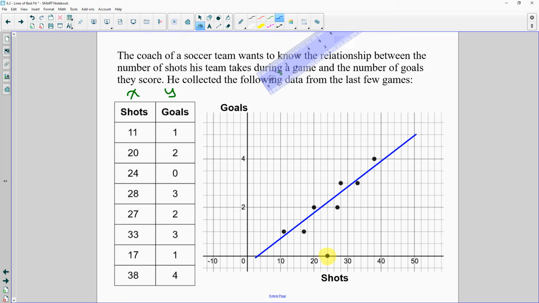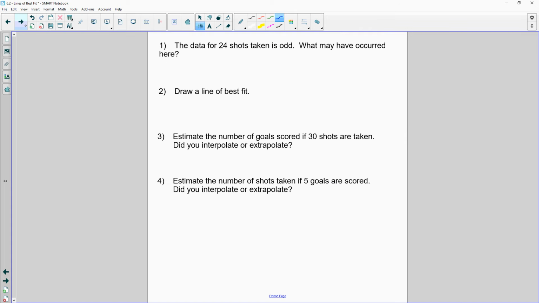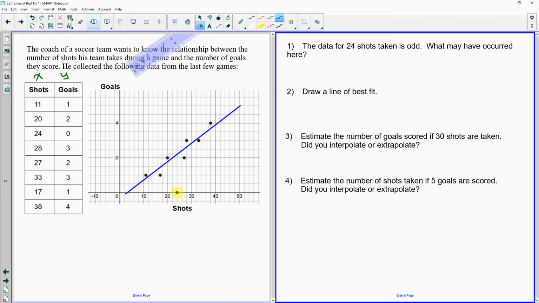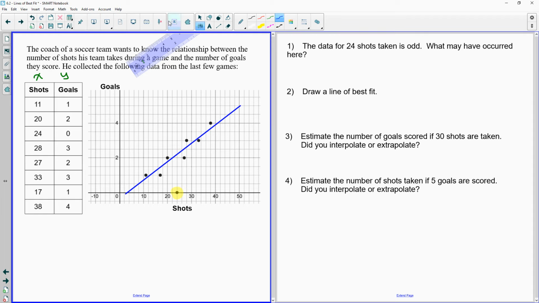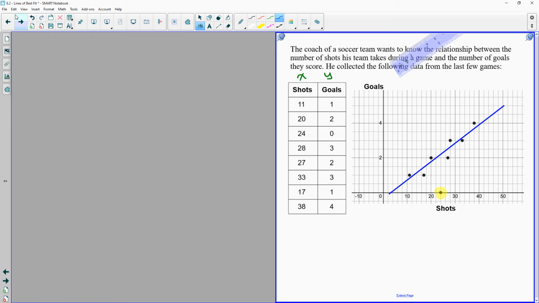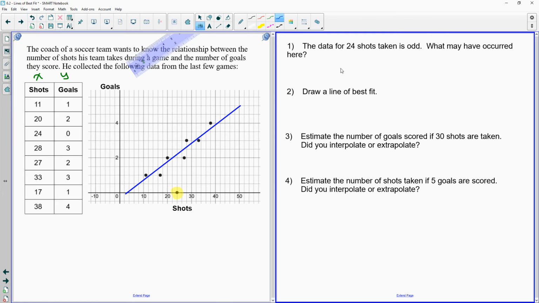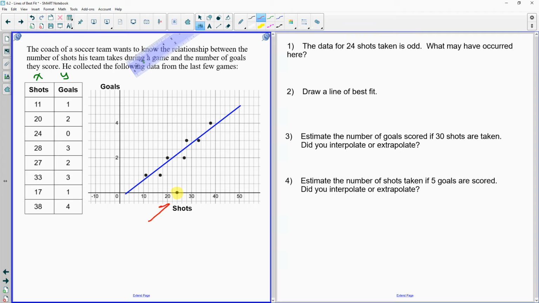And now that we've drawn that line, we can go ahead and answer some follow-up questions. So let's take a look. Probably the best thing to do is bring my graph back up so we can see them both. There we go. So question number 1 is referring to that odd one. The data for 24 shots taken is odd. What might have occurred here? So we're looking at this point down here.